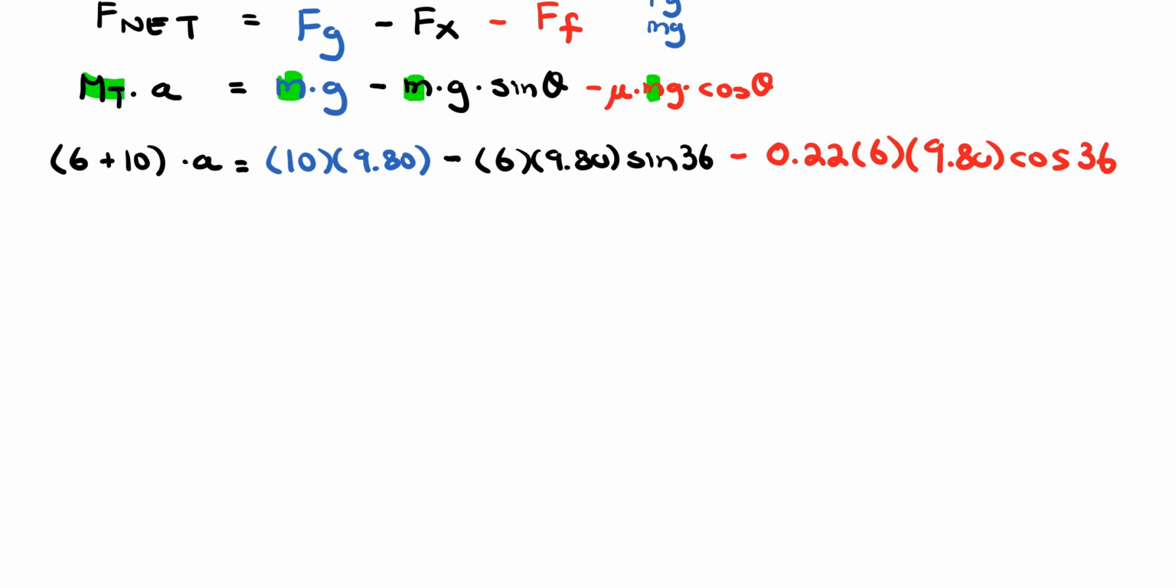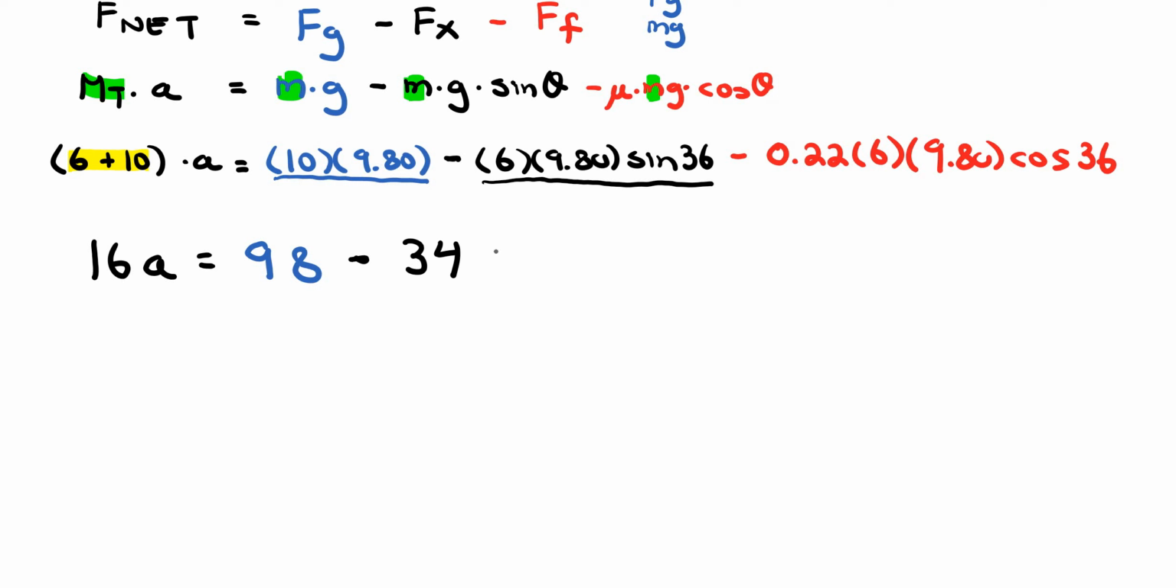Okay, so a lot going on in this particular equation here. Let's go ahead and start calculating the numbers. 6 plus 10 is going to be 16, so 16a equals 2. And then if I multiply this, 10 times 9.80 is going to be 98. And then minus 6 times 9.80 times sine of 36 degrees is going to be 34.562. And then finally, if I subtract the force of friction here, that's going to be a 10.465.